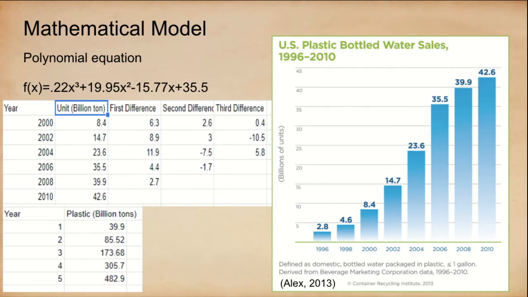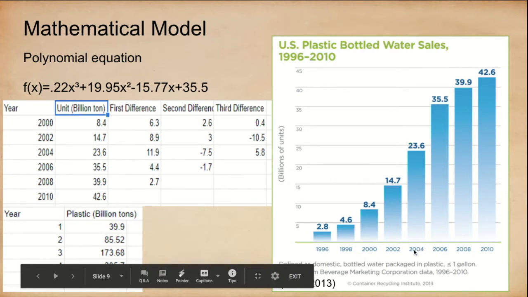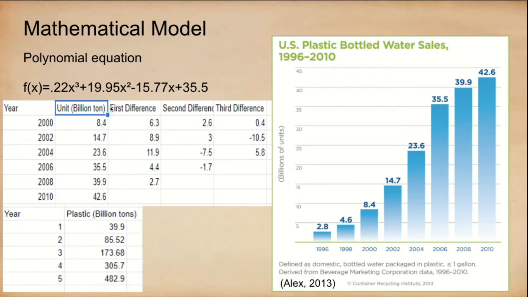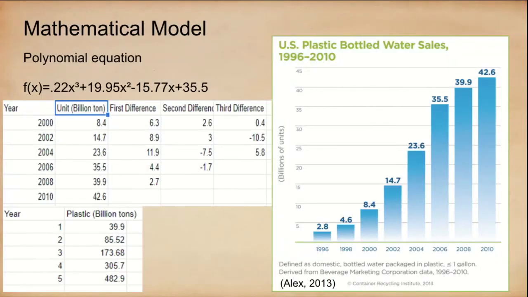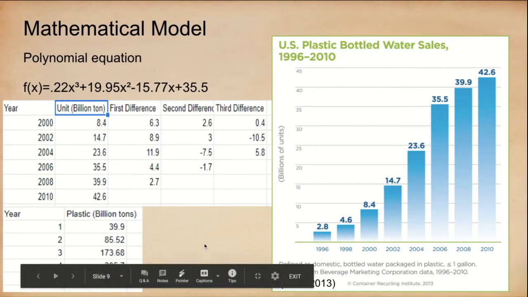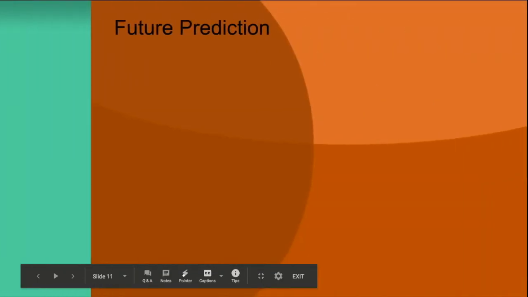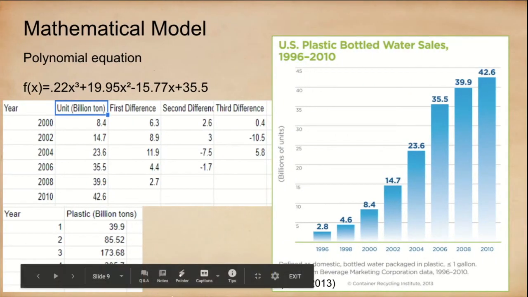It's a polynomial model equation of the 3rd degree. And this is the graph I chose my data from, a US plastic bottled water shield. As you can see, from 2002 to 2010, and over here I have the first difference, second difference, and the third difference. So the first year from the plastic bottle, I got this is the first, second, and third year. As you can see, for the first year, if you put it in the equation, you will get 39, and it keeps increasing.